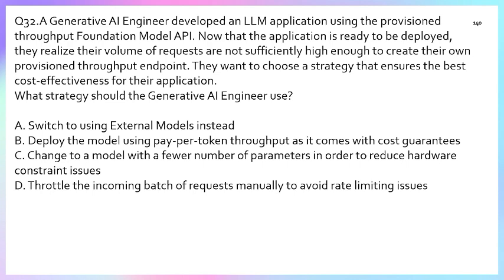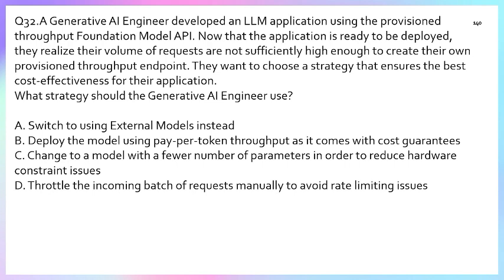Why? I'm coming to the explanation. On option A, switch to an external model instead. External model in this context likely refers to using a model hosted by a third party provider like OpenAI directly via their API. These often use a pay as you go model. This is a viable option, but it might involve code changes and dependency on an external service. Whereas option B is deploy the model using pay per token throughput. It comes with a cost guarantee.